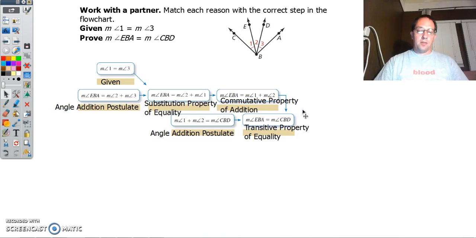Right? So there it is. We have this lovely flowchart that shows how we get from this to this, backs up everything. Right? And last time we did the same thing as a two-column proof, so if you want, you can flip back to the last video and see it as a two-column proof instead of a flowchart proof. All right.